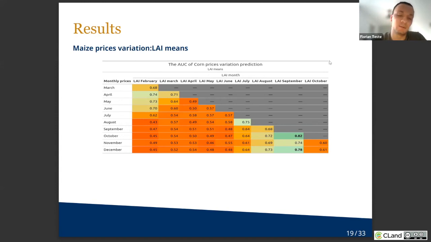So what we see in this table is that the overall score is very, very bad. It's very poor. We cannot make accurate predictions of the price variation using only the leaf area index mean. The average score is not good.